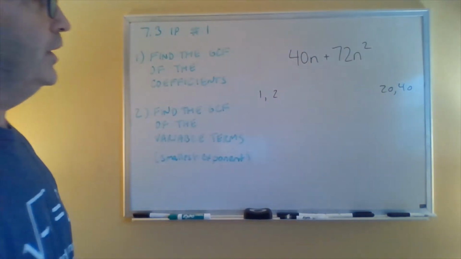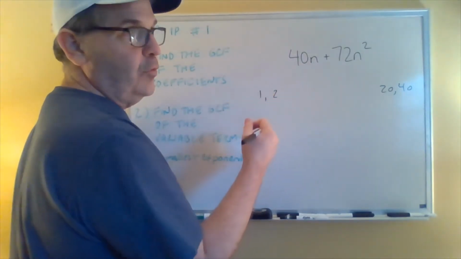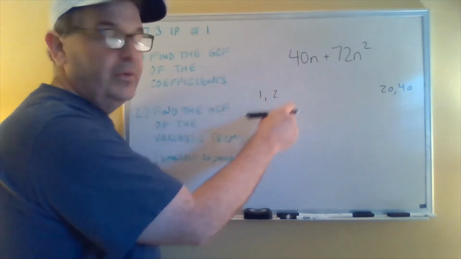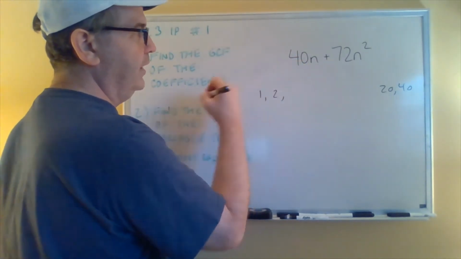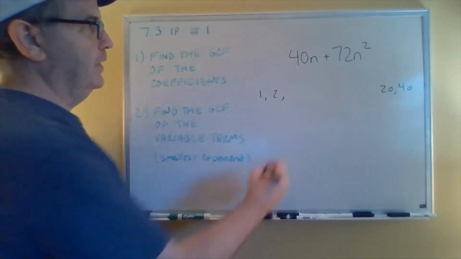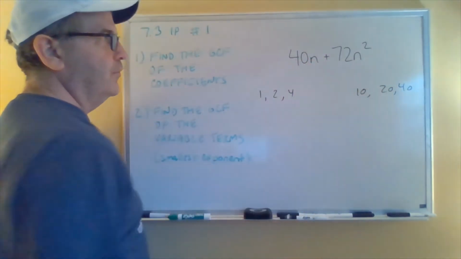Does 3 go into 40? It does not. What's our test? Well, we add the two digits together. If that's divisible by 3, then the larger number is divisible by 3. 4 plus 0 is 4. 4 is not divisible by 3, so we'll move on. Does 4 go into 40? Yes, it does. 4 goes into it 10 times. 4 times 10 is 40.